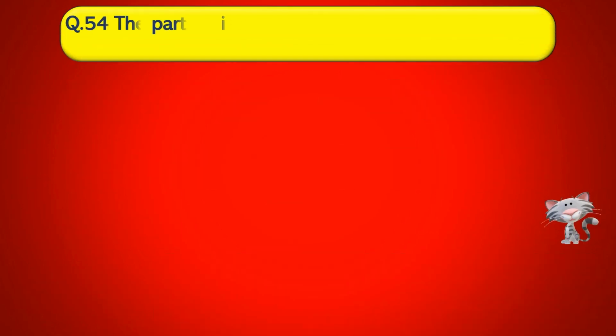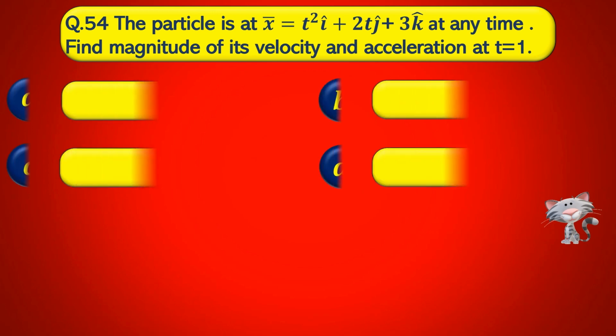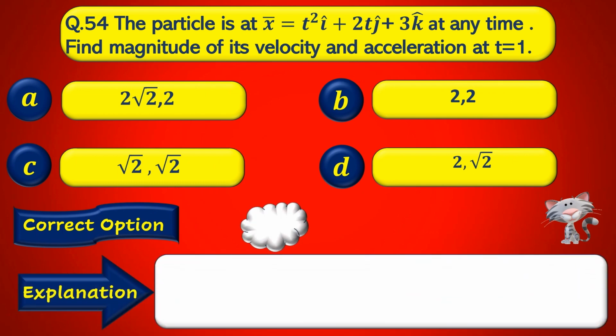Question number 54. The particle is at point x at any time t. Find the magnitude of its velocity and acceleration at t is equal to 1. And the options are, let's check out which one is the correct option. We know that the first derivative of displacement is velocity and the second derivative of displacement is acceleration. So dx by dt, which will be the velocity of the particle, will be equal to, we take the derivative of the given displacement, it becomes 2t into i plus 2j plus 0k.